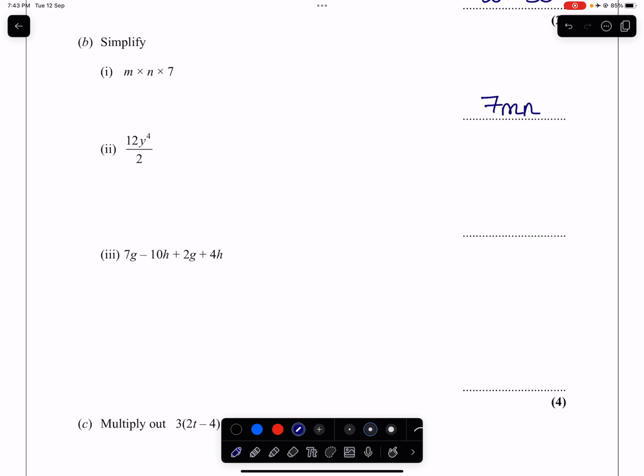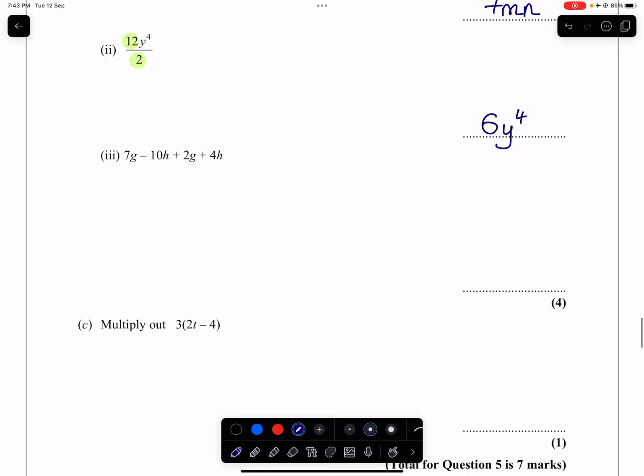Part 2. 12y to the power of 4 divided by 2. The part here that can simplify is the 12 divided by 2, which when you do that, you get the answer 6. However, you can't just write the 6 there because this wasn't just a fraction 12 over 2. It was 12 over 2 times y to the power of 4, so that y to the power of 4 is still there.